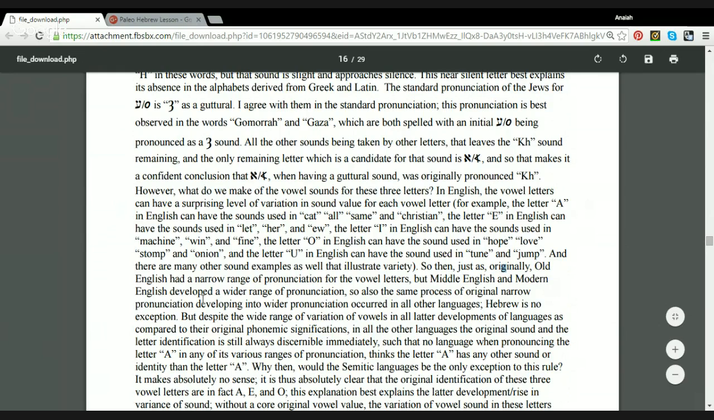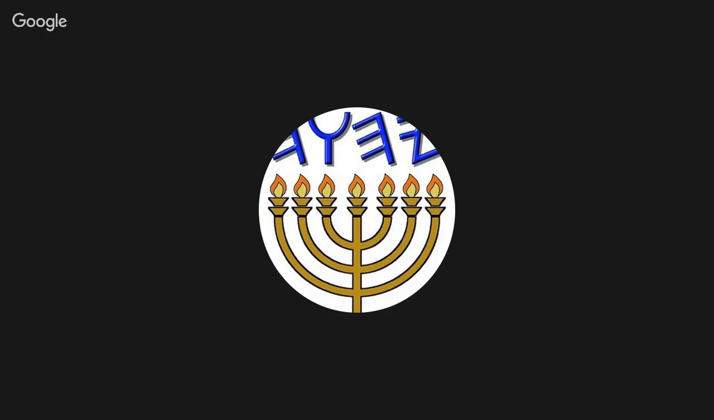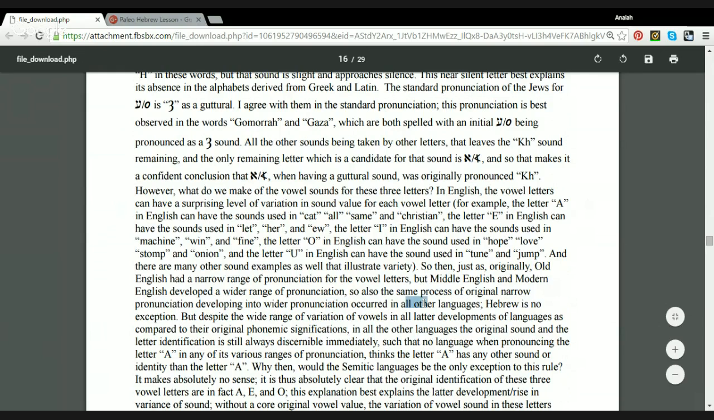So then, this is true, what I say here. Originally, Old English had a narrow range of pronunciation for the vowel letters, but Middle English and Modern English developed a wider range of pronunciation. So also, the same thing has happened in all other languages. How the narrow pronunciation is the original, but later on dialects develop and people get slacking and lazy and start doing a wider pronunciation for the letters. So I say Hebrew is no exception.